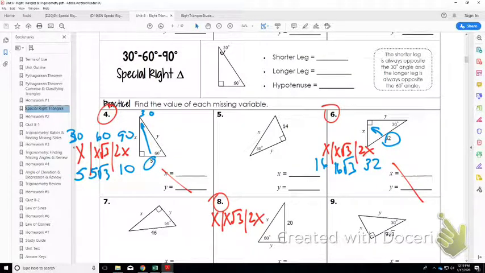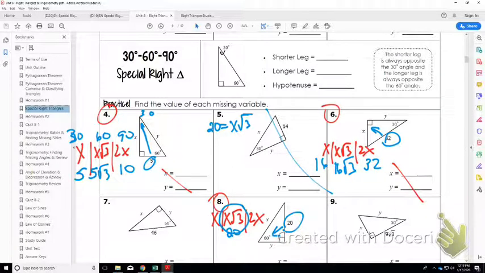Okay, let's look at our last one. The 20 is opposite the 60, so it goes in the second column. Do not add the square root of 3 to that. That is not what you have. All you have is the 20. So that means you're going to have to solve it. So we're going to have 20 equal to x times the square root of 3.